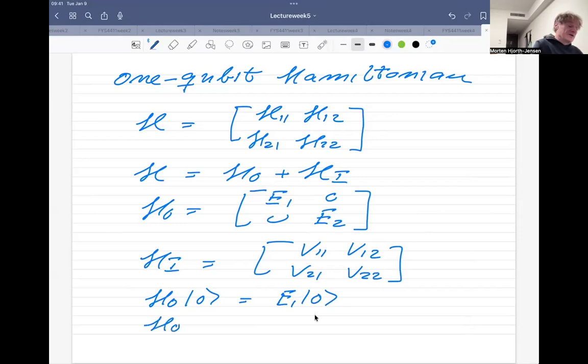And similarly, we have H0 acting on 1 is given by this E2 times 1, that's the qubit 1 state. So we would say that H0, if we are lucky, we can often define a part of the Hamiltonian, which allows us then to define that Hamiltonian in connection with the computational basis which we have chosen.